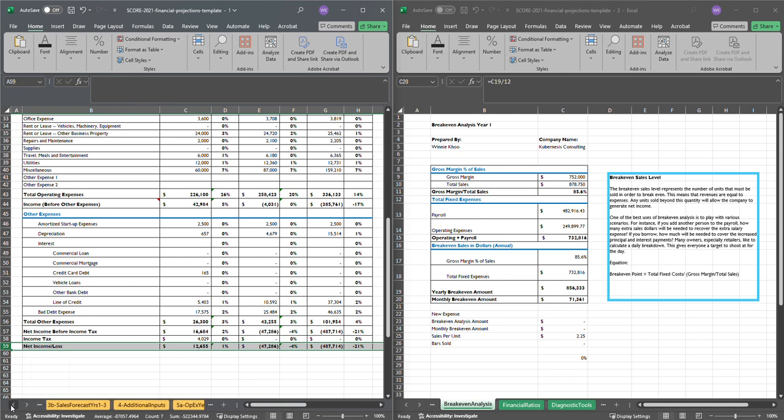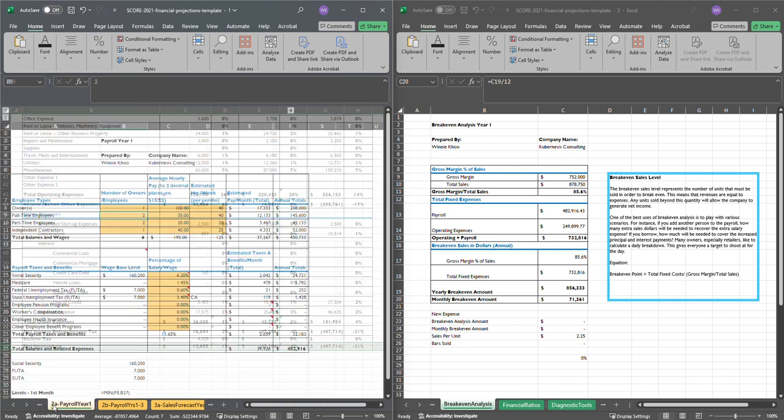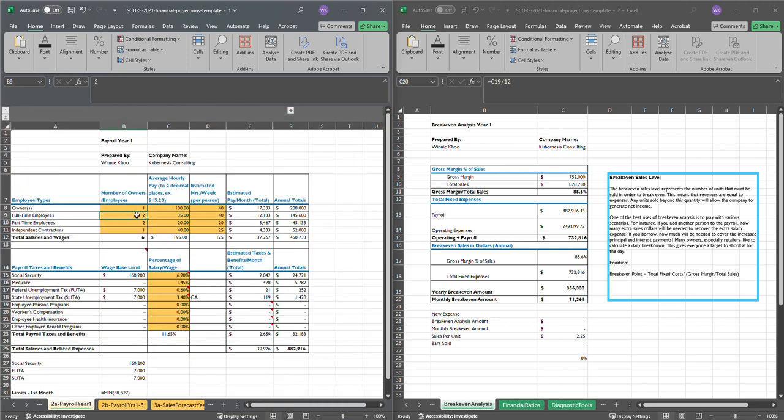Now, if we can go ahead and put it back to 1, but let's say we want to hire another part-time employee. Can we do that? If we add another part-time employee, going from 2 to 3, we can see that the monthly break-even amount only increases $2,000 per month in order to add another part-time employee.